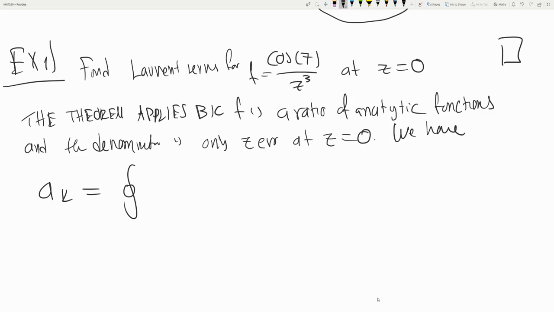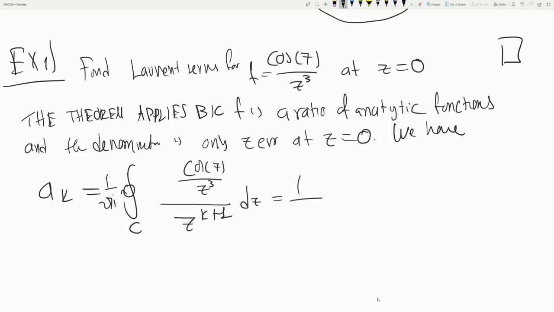So we have 1 over 2 pi i. You have a contour around 0. So z to the k plus 1, and then f, which is cosine z over z to the 3. So cosine z, and then z to the 3 plus k plus 1. All right.